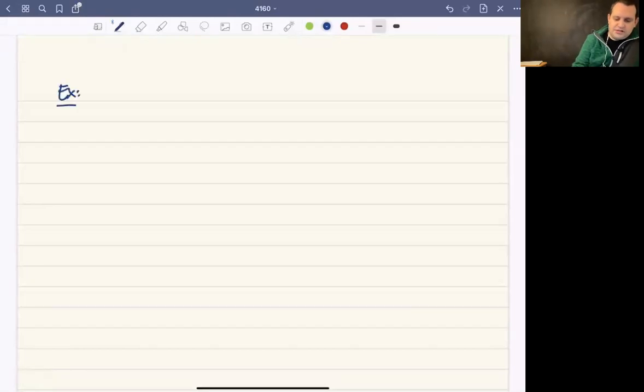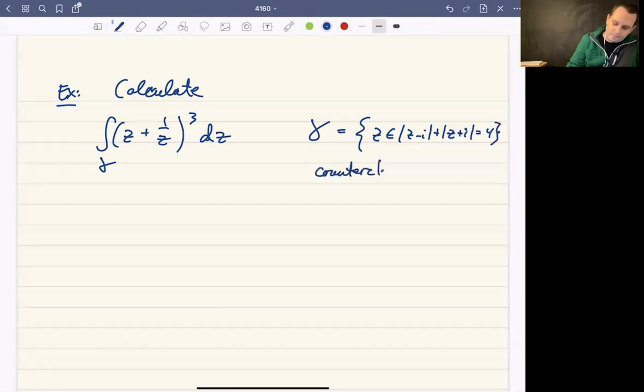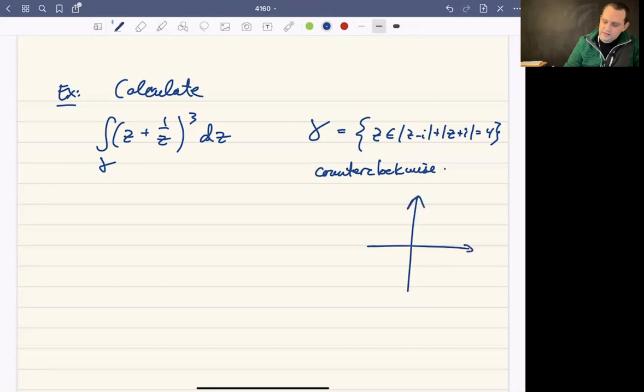Let's do another example. Let's calculate the integral of (z + 1/z)^3 over gamma, where gamma is going to be the ellipse determined by |z − i| + |z + i| = 4, traversed counterclockwise. If you wanted to actually graph it, it'll look something like this. And then we're going to go counterclockwise.